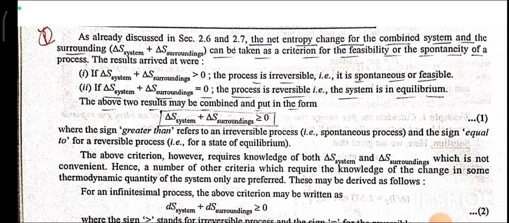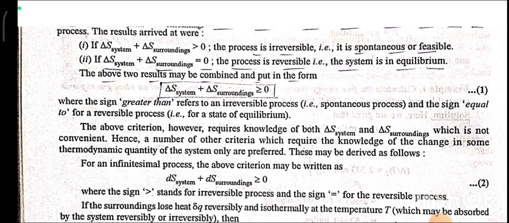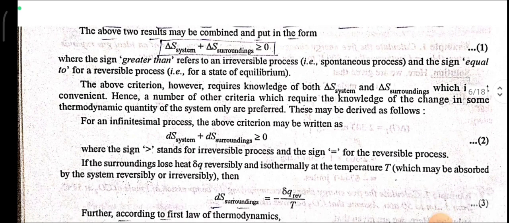the system is in equilibrium. The above two results may be combined and put in the form ΔS of system plus ΔS of surroundings is greater than or equal to 0, where the sign greater than refers to an irreversible process or the spontaneous process. The sign equal refers to the reversible process or the state of equilibrium.